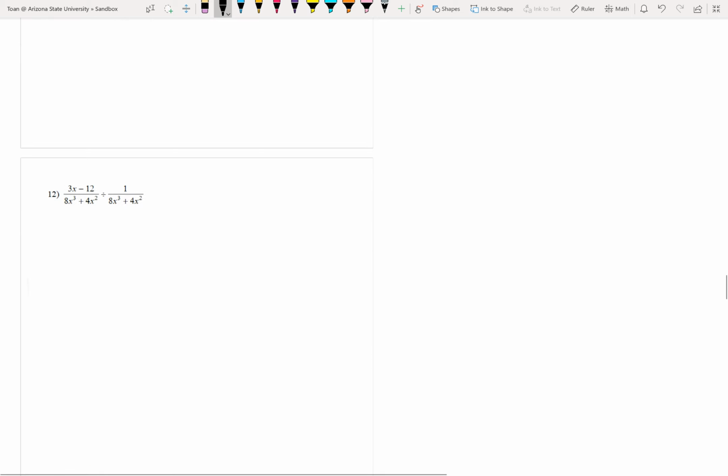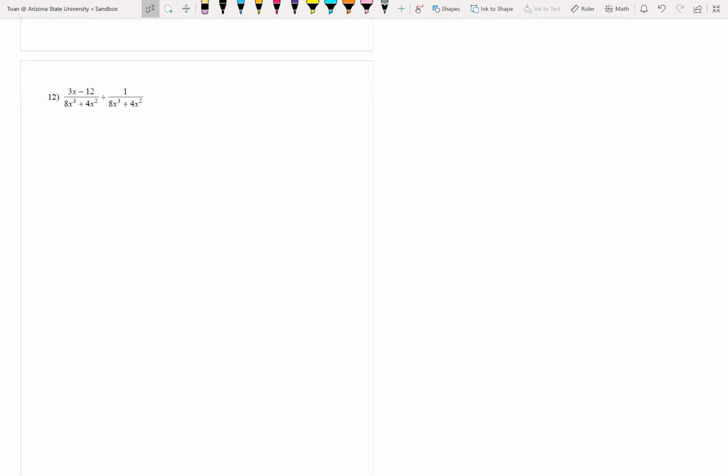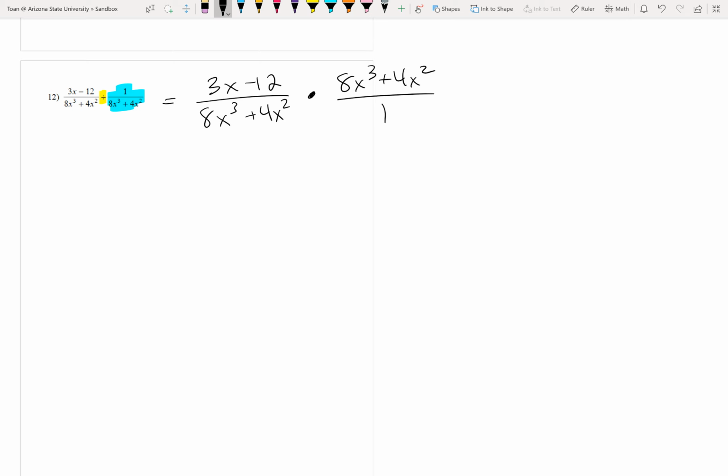Number 12 is the same idea, literally the same idea once you put it in the right format. Notice we're dividing by a fraction. And I hope we've all learned in elementary school, to divide by a fraction, you change it to a multiplication, and then you use the reciprocal of the divisor. So keep the dividend, the one you're dividing into, the same. Change the division to multiplication, and then take the reciprocal of the divisor. Then it becomes like number 11. So again, just factor everything and cancel.